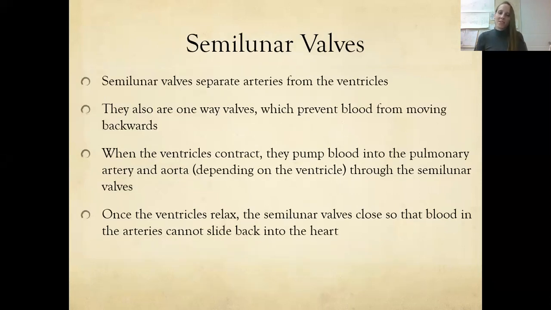We also have other valves called semilunar valves, which separate the arteries from the ventricles. So essentially it separates the right ventricle from the pulmonary arteries and the left ventricle from the aorta. Essentially, when the ventricles pump, these valves open up to allow blood from the ventricles into the arteries. And then when the ventricles relax again, the valves close and blood cannot slide from the arteries back into the ventricles.